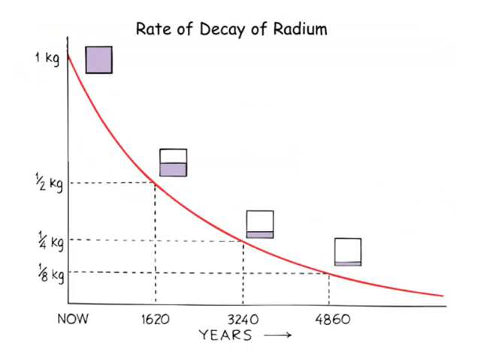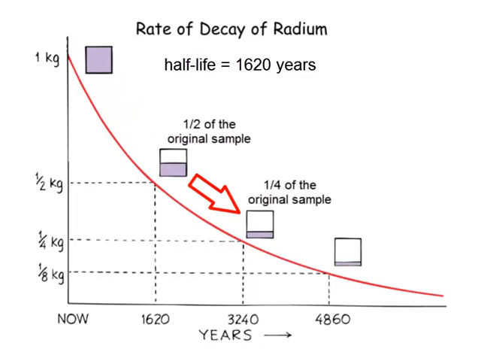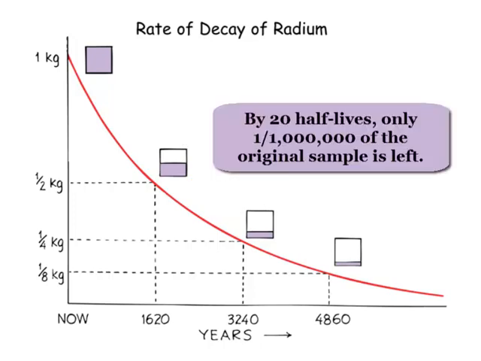Radium-226, for example, has a half-life of 1,620 years. This means that half of any given specimen of Ra-226 will have undergone decay by the end of 1,620 years. In the next 1,620 years, half of the remaining radium decays, leaving only 1/4 the original number of radium atoms. After 20 half-lives, an initial quantity of radioactive atoms will be diminished to about 1/1,000,000th the original quantity.